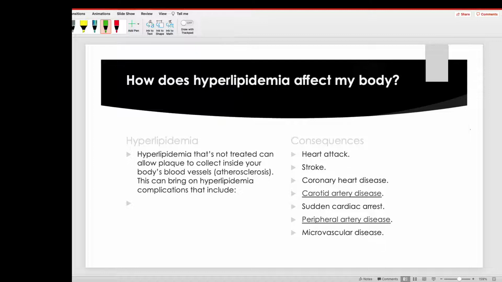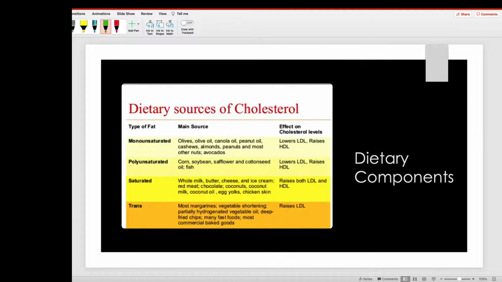So, let's talk a little bit about where this cholesterol is. You can look at this on your own. I'm just trying to set you up for your presentations that you're doing here. Monounsaturated, polyunsaturated, saturated, and trans fats. So the type of fat we have in the diet will have an impact on LDL and HDL. If we look at monounsaturated fats, you're like, well, I don't know what that is. Well, that's the fat that's in olive oil, canola oil, peanut oil, cashews, almonds, peanuts, and so forth.